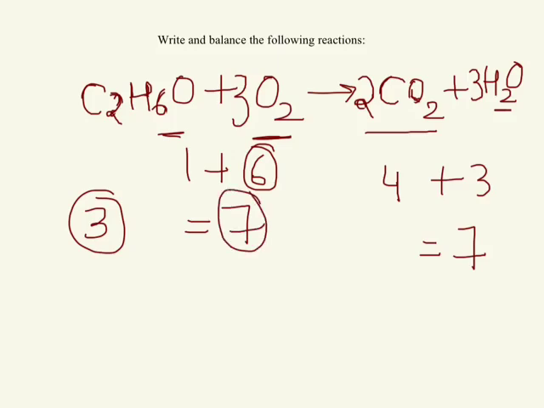So how do you read this? Ethanol on combustion forms carbon dioxide and water. Now 1 molecule of ethanol, no number means 1, reacts with 3 molecules of oxygen to form 2 molecules of carbon dioxide and 3 molecules of water.